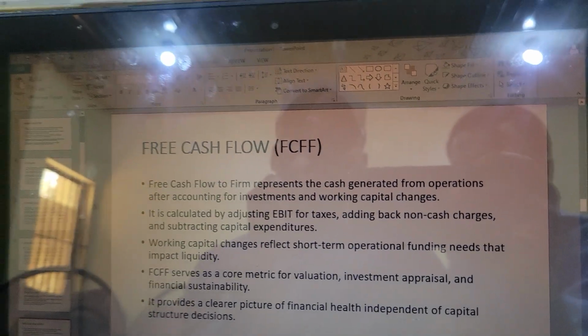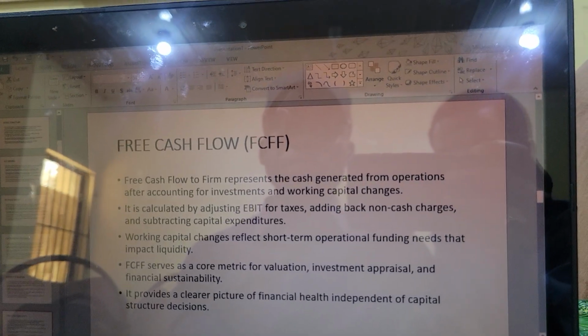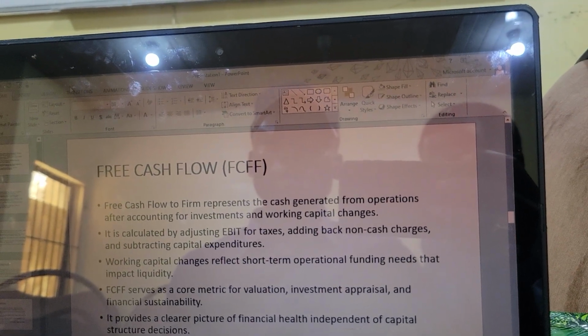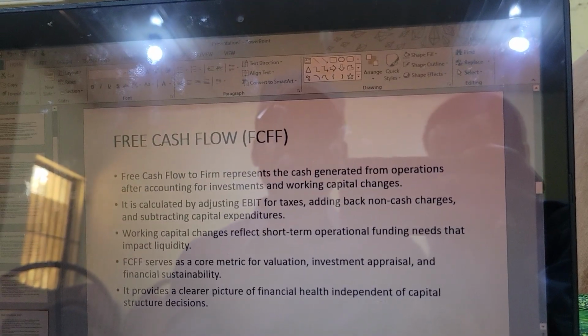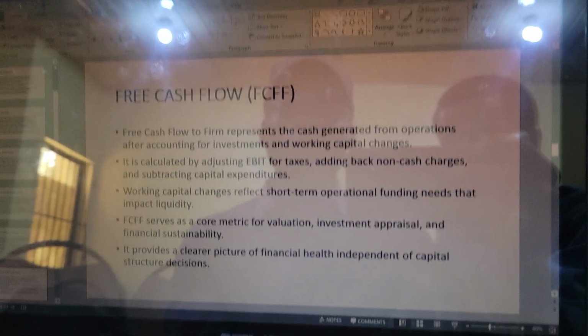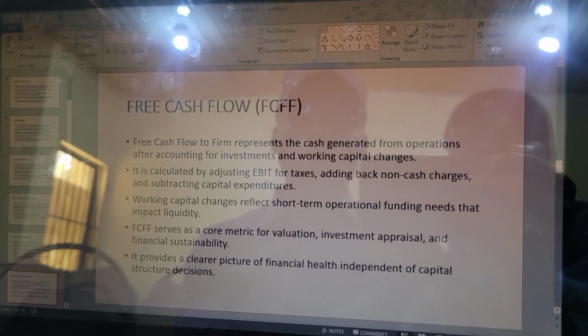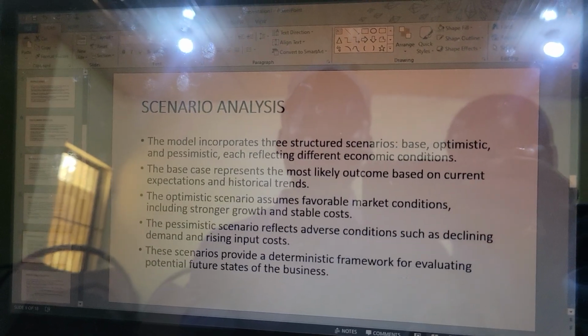The concept of free cash flow, the FCFF. Free cash flow to the firm represents the cash generated from operations after accounting for investments and working capital changes. It is calculated by adjusting the EBIT for taxes, adding back non-cash charges, and subtracting capital expenditures. FCFF serves as a core metric for valuation, investment appraisals, and financial sustainability.